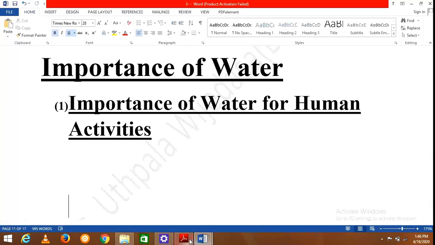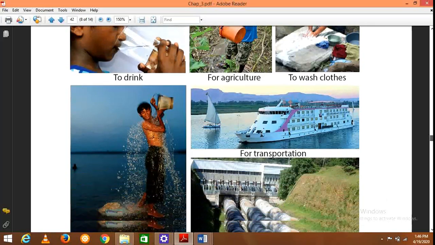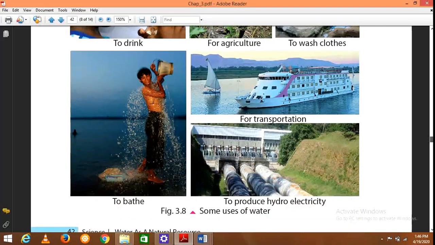And if you look at the diagrams given, pictures, you can see water is needed to drink, for agriculture, to wash clothes, for bathing, for transportation, and another important use is to produce hydroelectricity. If you have visited a hydropower plant, you can see that the water is stored in large reservoirs, and the energy of flowing water is made use of in the generation of electricity.